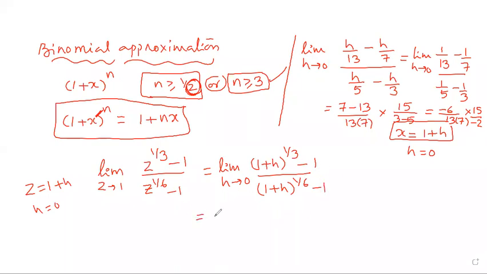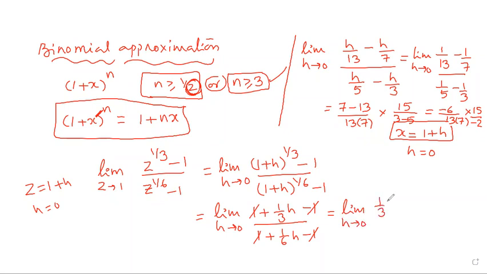Write down the binomial formula. Limit h tends to 0: 1 plus 1/3 into h minus 1, over 1 plus 1/6 into h minus 1. Minus 1 plus 1 cancel, minus 1 plus 1 cancel. So the limit is 1/3 into h over 1/6 into h. Now h cancels. Reverse order and write down: 1/3 into 6/1. The answer is 2.